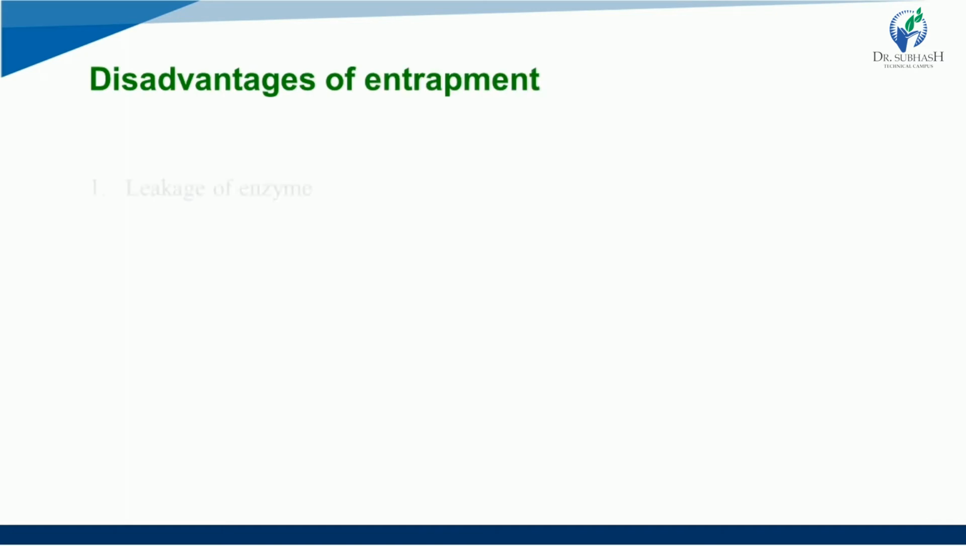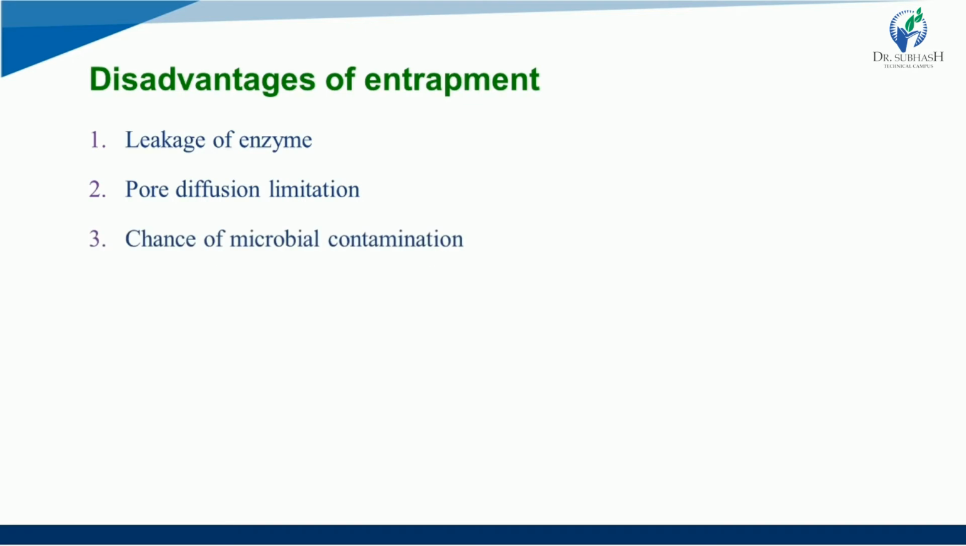So the disadvantages of entrapment are leakage of enzyme. As we have already studied, leakage of enzyme happens and there are chances of leakage. Poor diffusion: there is a limitation to the pores' diffusion capacity. Chances of microbial contamination are high. Earlier we spoke about how you can use the entrapment method to avoid microbial contamination, but still there are chances of microbial contamination.